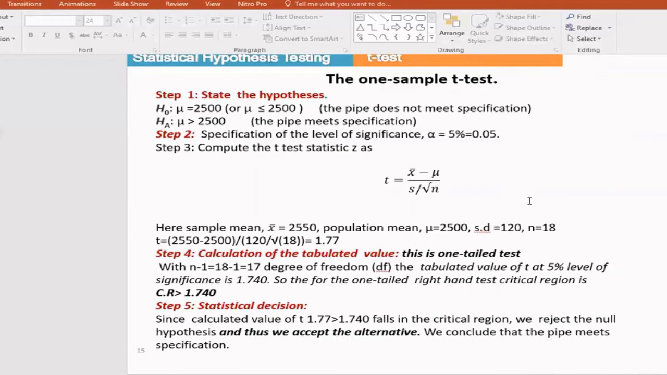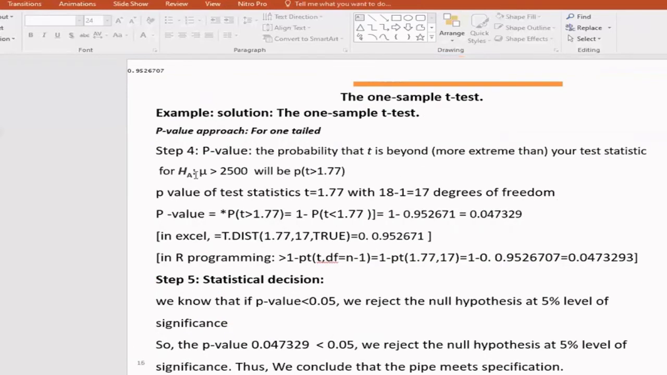So we did the p-value for a two-tailed test by multiplying by 2. For a one-tailed test, how can you get it? Remember, our alternate hypothesis is greater than 2500. So our p-value will be the probability that t is greater than 1.77. If it were a less-than test, the p-value would be the probability of less than 1.77. And for two-tail, we take the probability t greater than, and we multiply by 2.